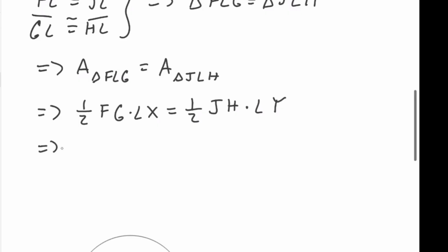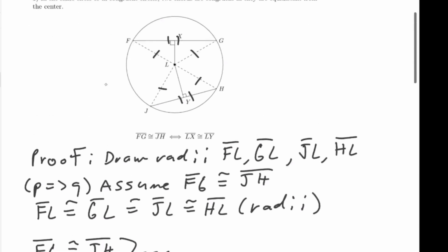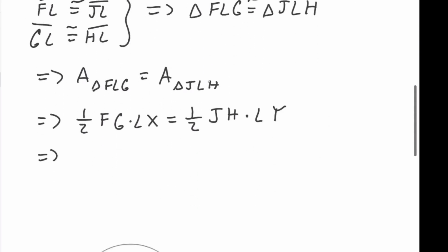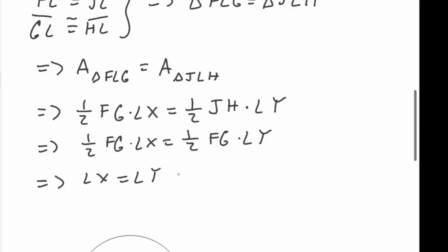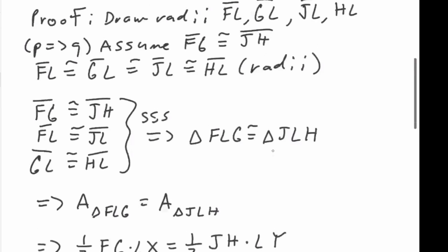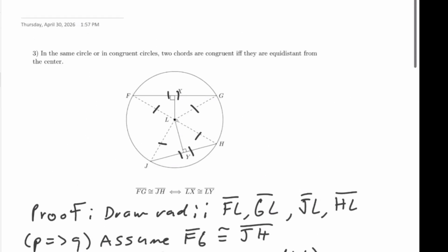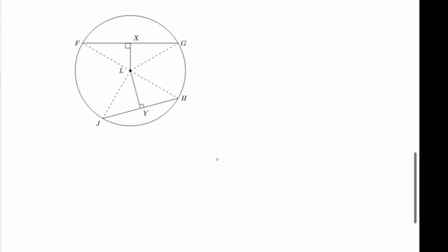Okay, so I know that FG is congruent to JH. So this is the same thing as 1/2 FG times LX is equal to 1/2, instead of writing JH, I can write FG, times LY. I can divide both sides by 1/2 FG to get LX is equal to LY, or LX is congruent to LY, which showcases that the distance between L and X is the same as the distance between L and Y, which is what we wanted to show. Now let's go ahead and move on to the other way.